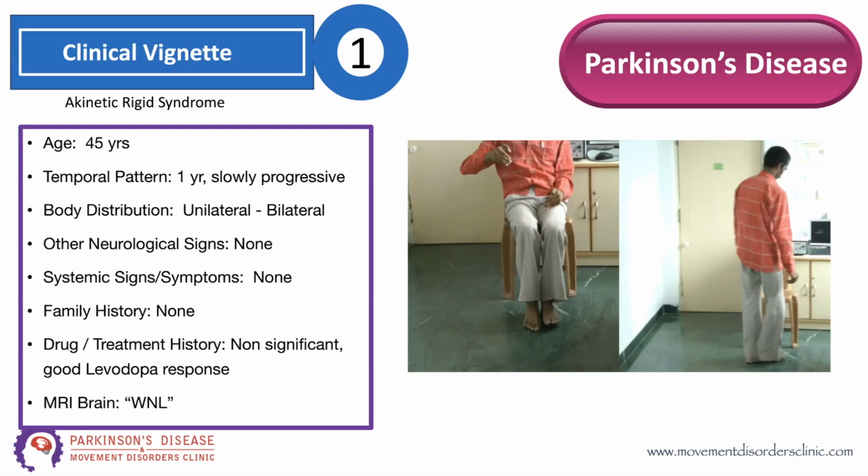Henceforth, I'll be taking this as a standard template for all my cases. I'll be going through each one of these: age of onset, keep an eye on the age of onset, temporal pattern, body distribution, associated neurological signs, systemic signs or symptoms, family history, drug or treatment history, and imaging findings. I'll take this as a template to talk about various akinetic rigid syndromes.